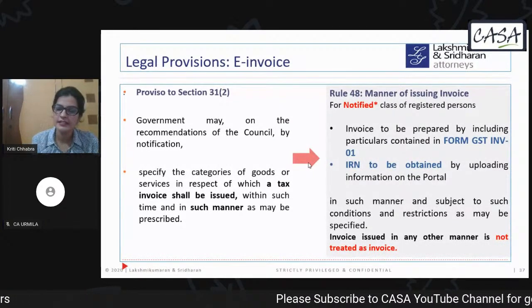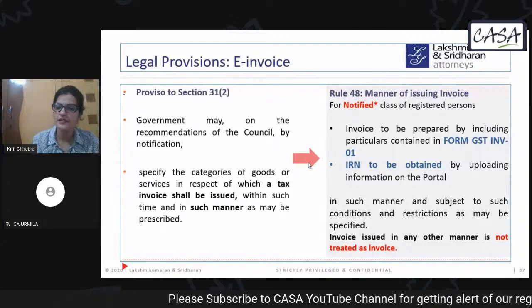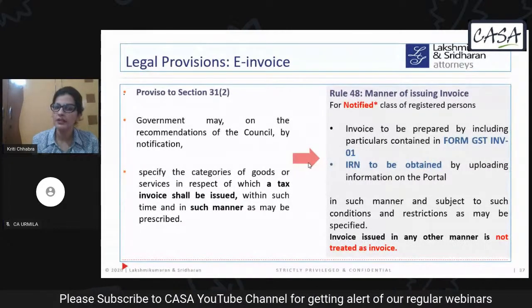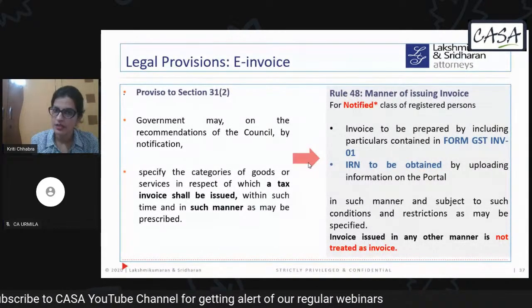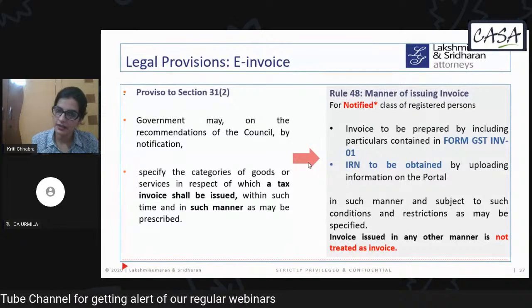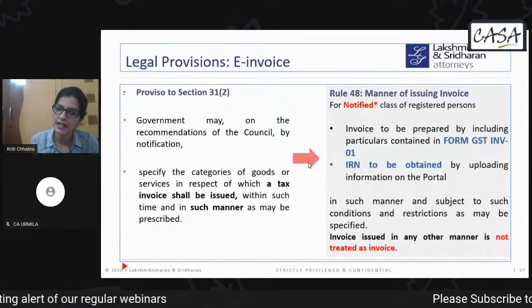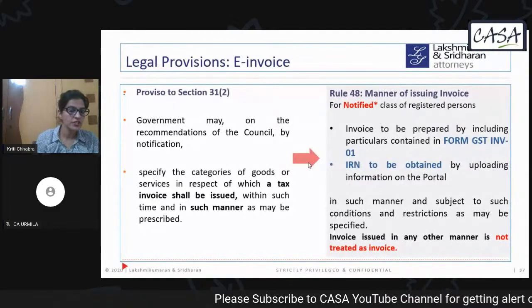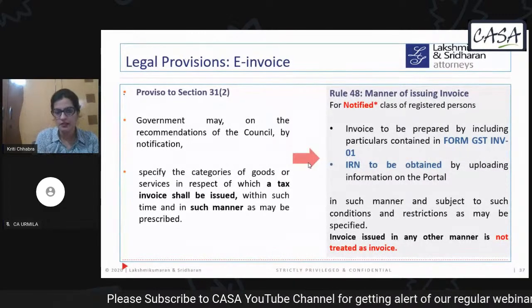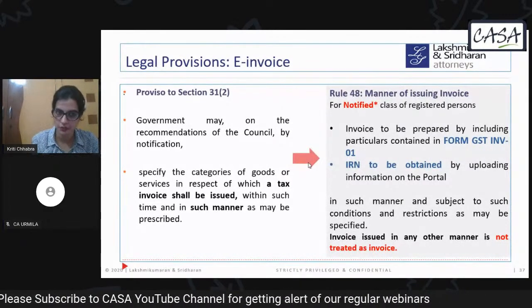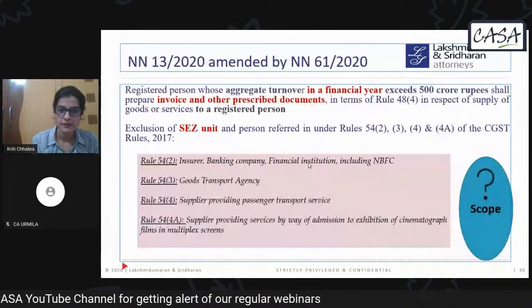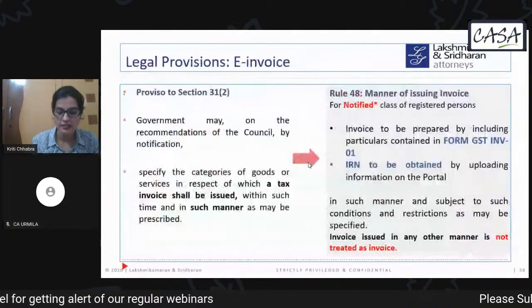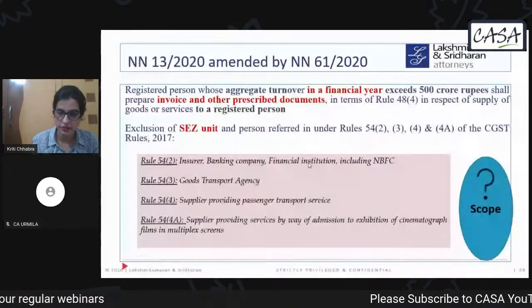So section 31.2 as well as Rule 48 talk about invoices or tax invoices. Invoice has been defined under the GST Act as only meaning tax invoices issued under section 31. So here comes the question: what is the entire applicability of this e-invoicing? I'll explain that point later on.